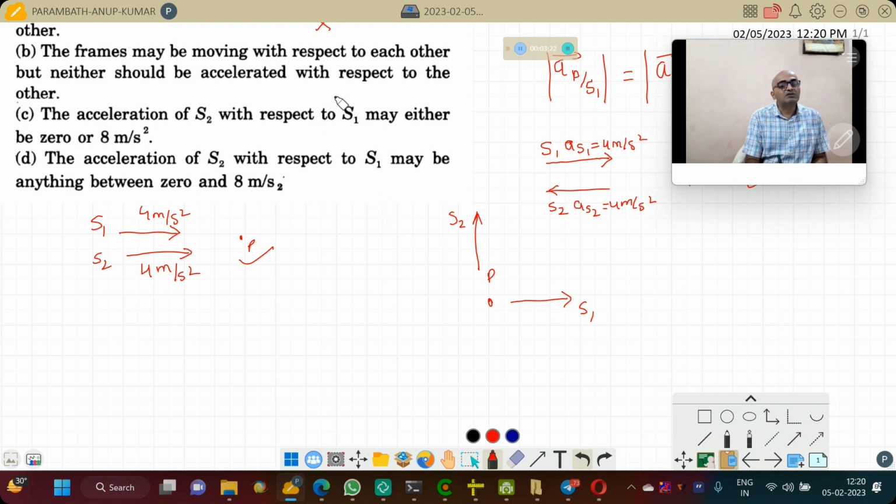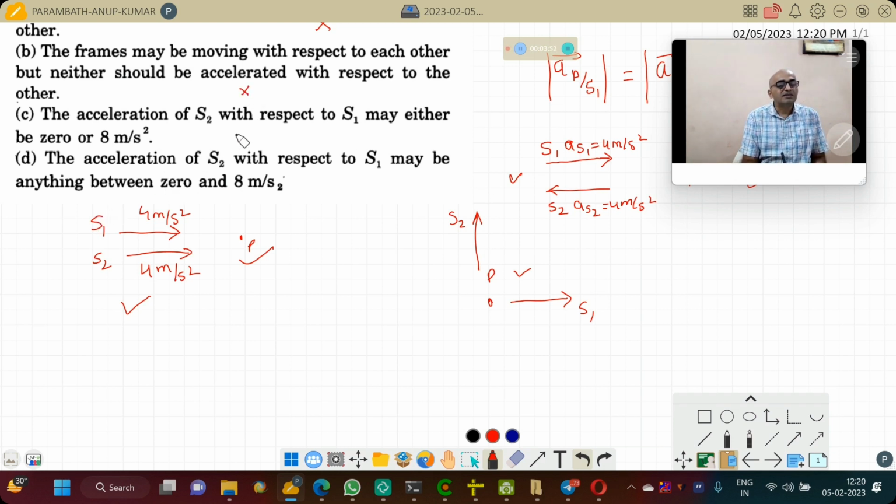So the frames may be moving with respect to each other, but neither should be accelerated with respect to the other. That is, the acceleration of S1 relative to S2 should be 0. That's what option B is demanding. That is not correct. Only in this situation they don't have acceleration with respect to each other. In these situations, they have acceleration with respect to each other. Therefore, B part is also not correct.